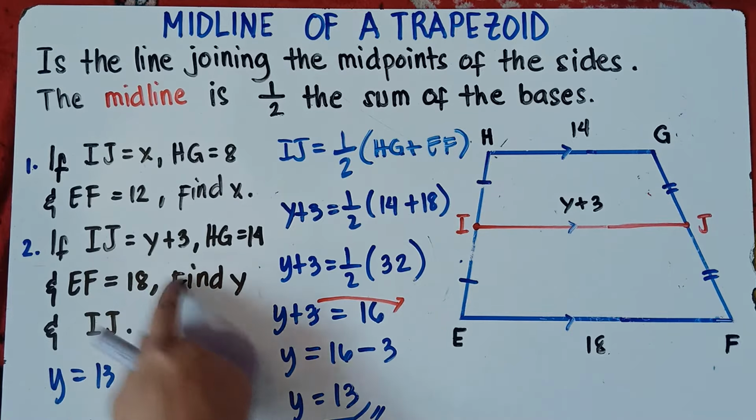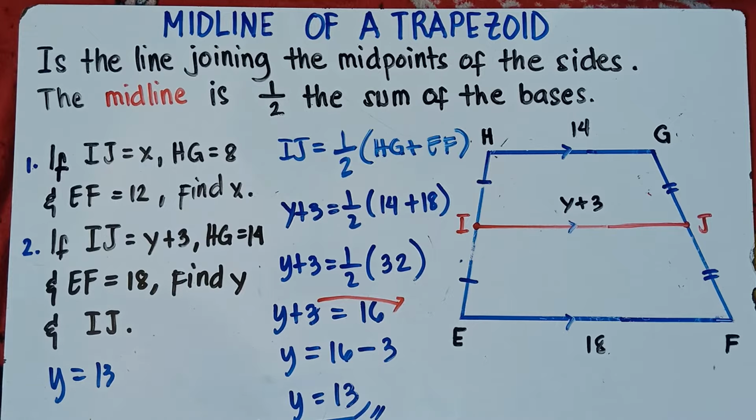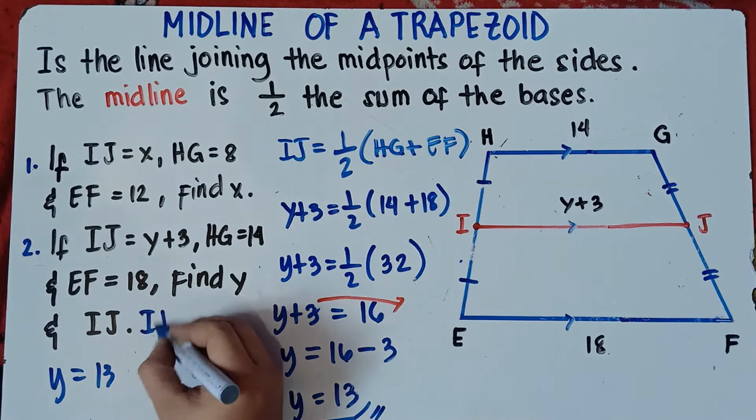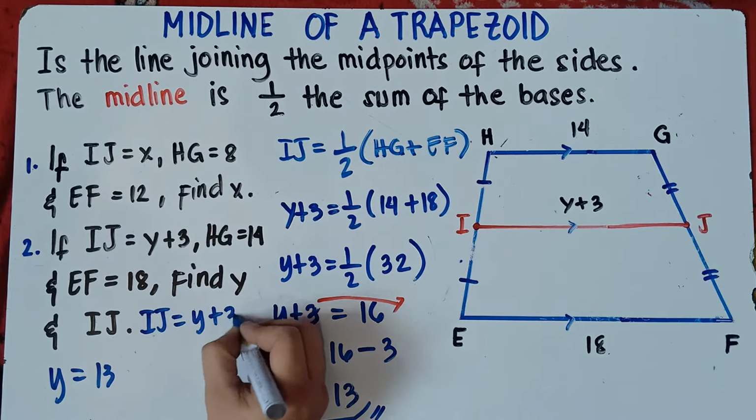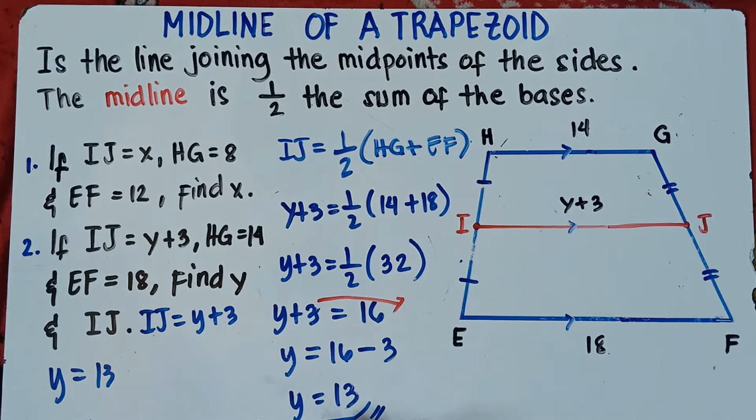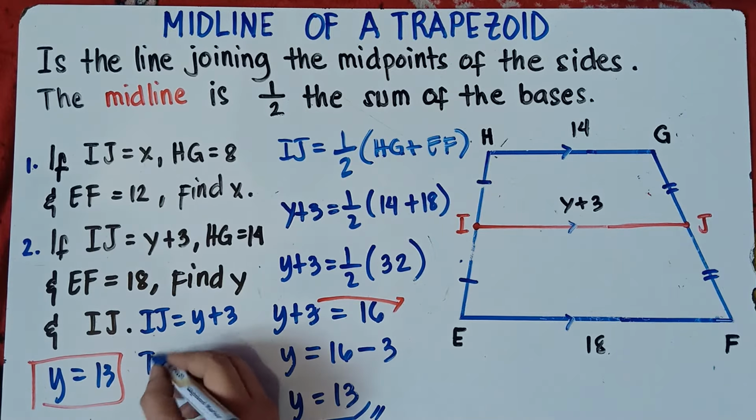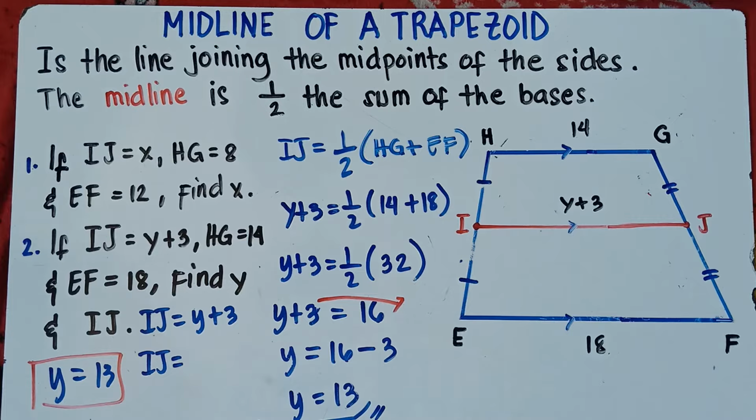Okay, ij is y plus 3. So therefore ij, y plus 3. So the value of y, that is 13. Okay, the value of y, once again, we already have our y. This is y. So for ij, this will be ij equals our value of y, that is 13.